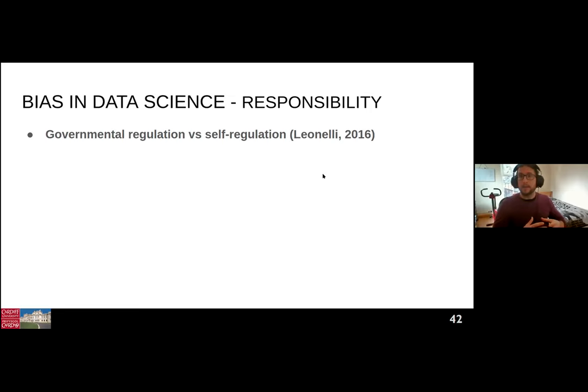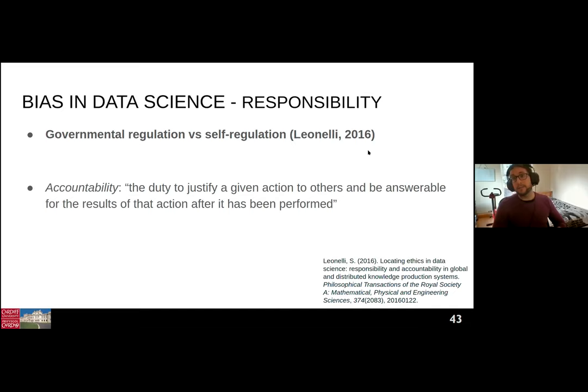So how do we put together a framework where all the actors involved in the development of AI, from policymakers to engineers, are aware of this and collaborate together for ethical machine learning and ethical AI? As I said, there's research out there, there are some proposals, but there's certainly not a unified approach globally. And it's even difficult to find a unified approach within individual countries. I like this proposal from Leonelli. It speaks about accountability, and about the duty to justify an action to others and be answerable for the results of that action.